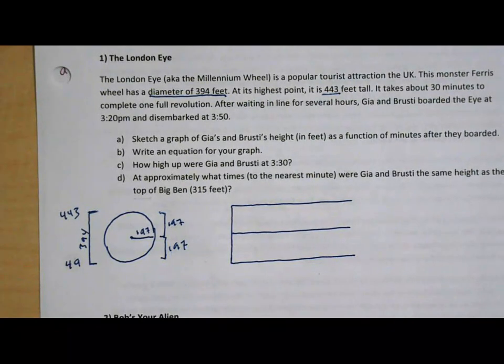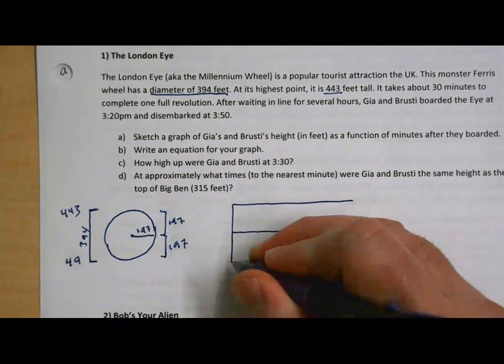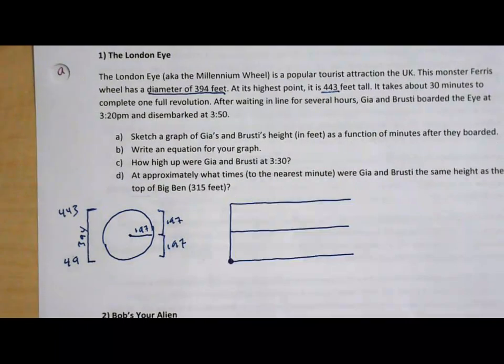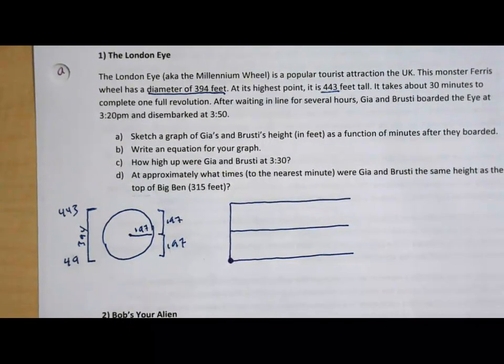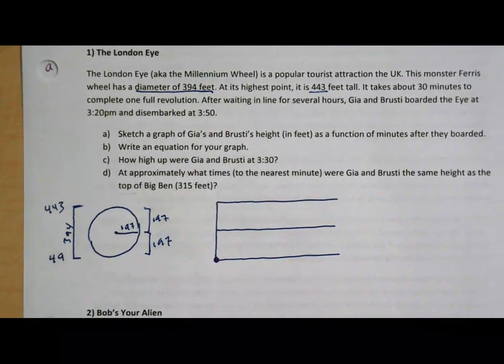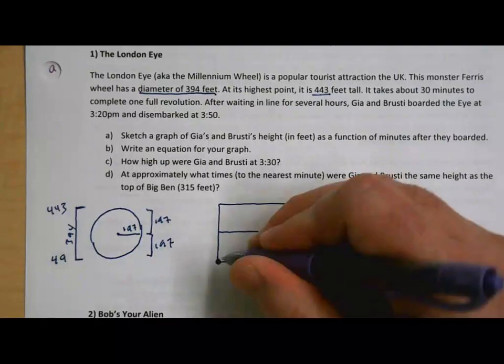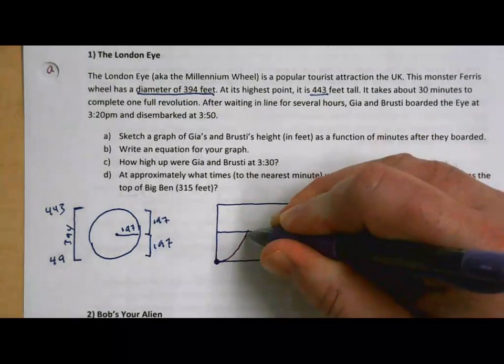In the context of this situation, are we starting at the bottom or the center or the top? Riders are getting on at the bottom, right? So I'm thinking we want our time to start right here. And so I'm thinking maybe a negative cosine equation might be a good one for this. We'll go ahead and sketch one period of negative cosine.